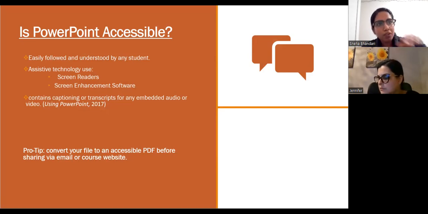Now, the trouble comes when it comes to Mac users. I believe it's version 8 and before of Mac, which has serious accessibility issues. For example, you cannot assign alt text to images or export the presentation as an accessible PDF file if you have a Mac version 2008 or below.